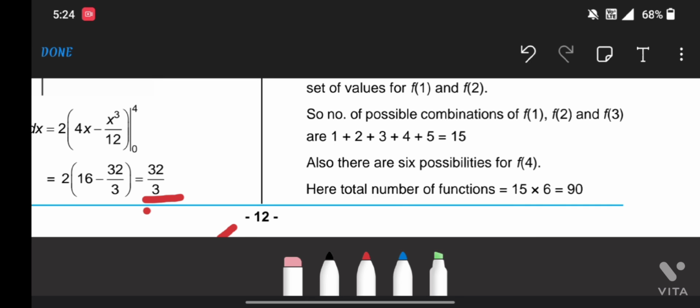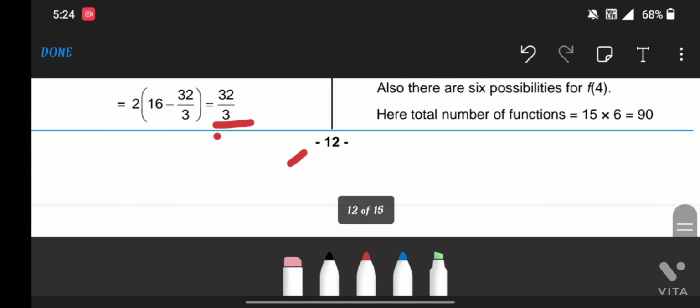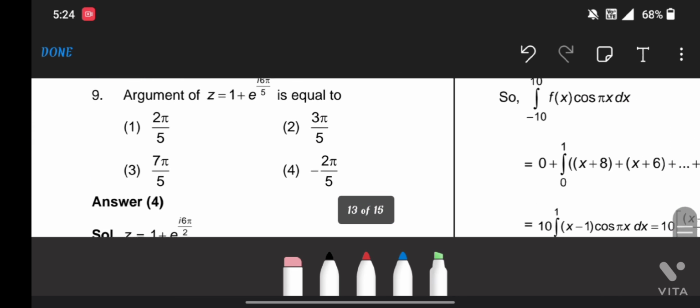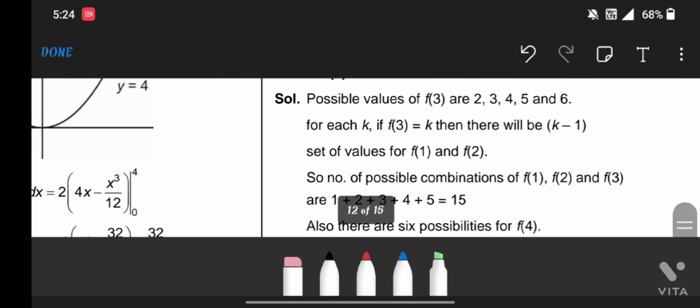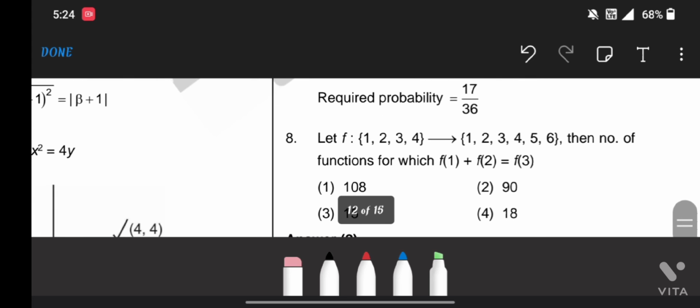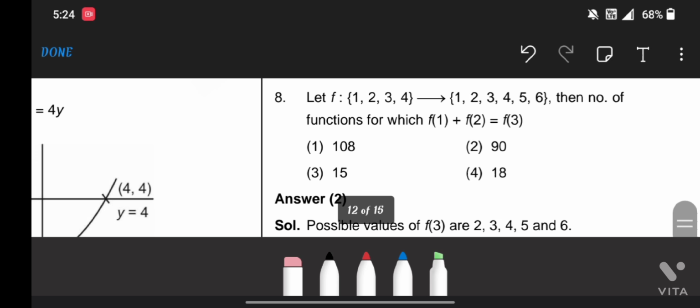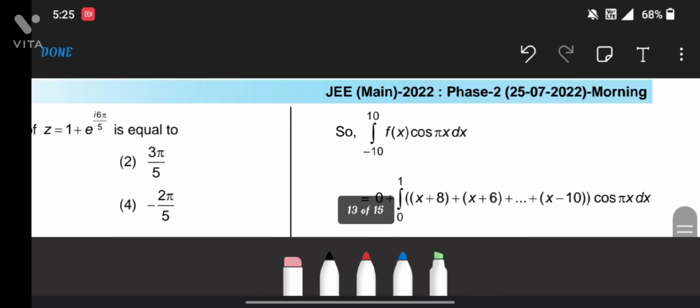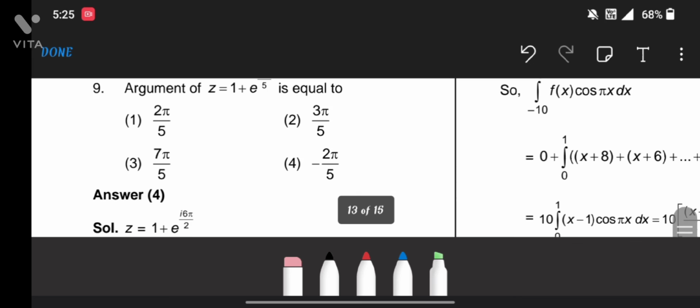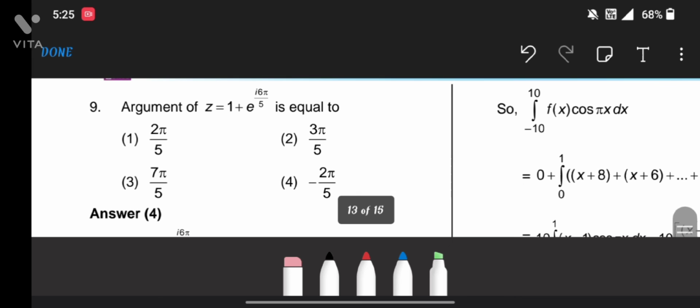After this, the integral of cos(πx) dx is equal to 0, then 0 plus the integral from 0 to 1 of x plus 8x plus 6, keep on going, we can take till x minus 10 cos(πx) dx. Then we can find the final equation. Then the integral from 0 to 1 of (10x minus 1) cos(πx) dx is equal to (10x minus 1) sin(πx)/π plus cos(πx)/(π²). Then the answer we get is minus 20/π².